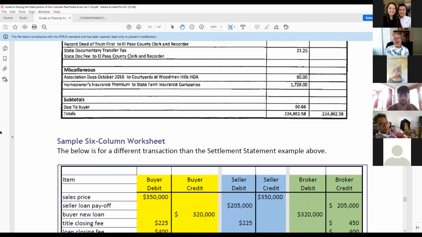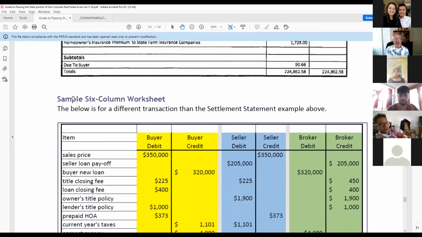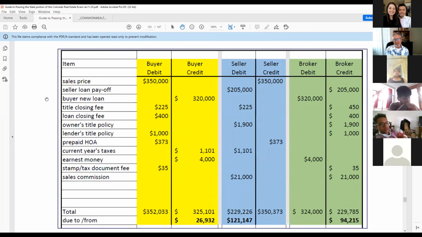The other form that you can be tested on is this thing called the 6-column worksheet. The 6-column worksheet is something that is used to help you as a student to calculate the numbers. It also helps you understand as a student how the prorations are being done. But it is a form that you'll never see in the real world once you get past this exam, because we don't use this form. Everything's done through software programs.